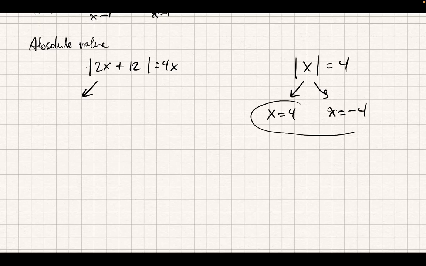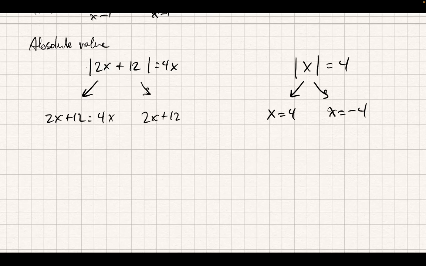Right, so then it would be 2x plus 12 equals 4x, and 2x plus 12 equals negative 4x. That's it. So we got 2x plus 12 equals 4x, and 2x plus 12 equals negative 4x.